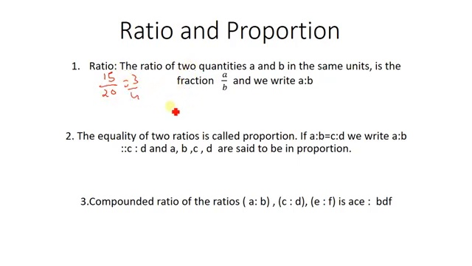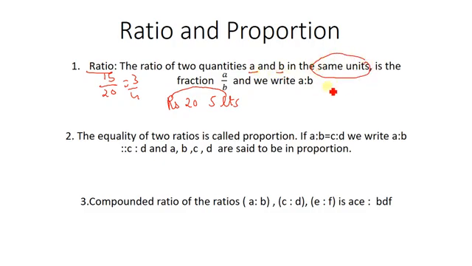Now suppose I tell you to find out the ratio of rupees 20 and 5 liters of milk. Can you find out this ratio? No, because there is no relation between these two units. Okay, so in order to find out the ratio, we have to make sure that both the quantities A and B are in the same unit.